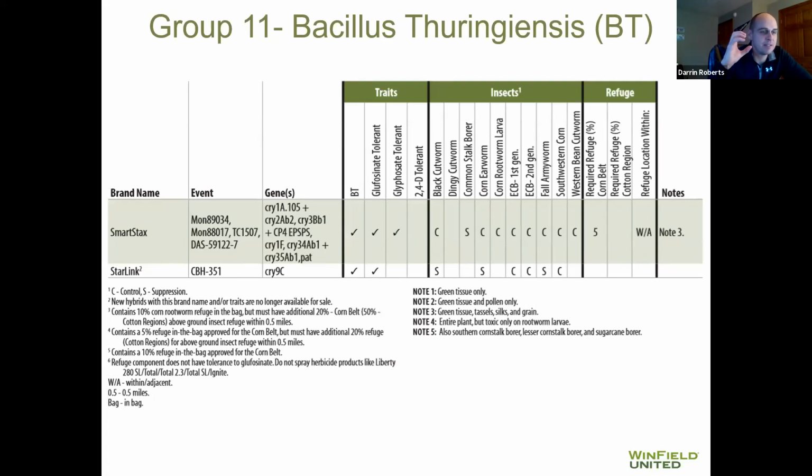Okay, so rather than the insect just ingesting the cry protein and it tearing up the midgut, this is a whole separate mode of action. So it'll inhibit the production of an essential protein within that insect. So kind of neat, a little bit different technology.